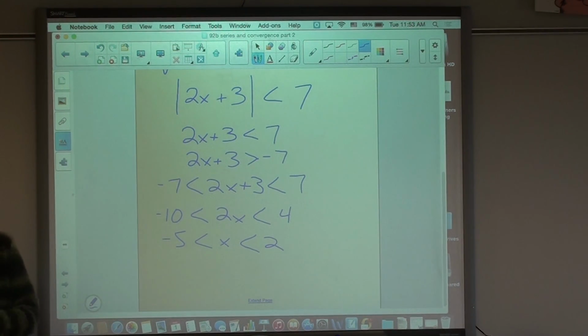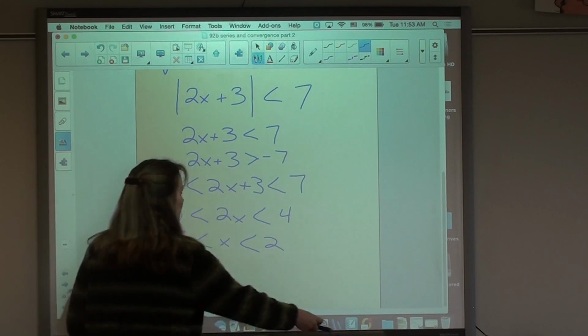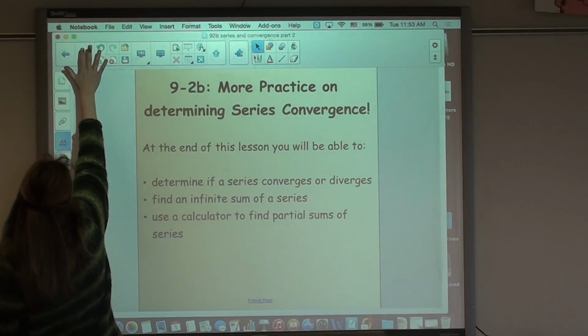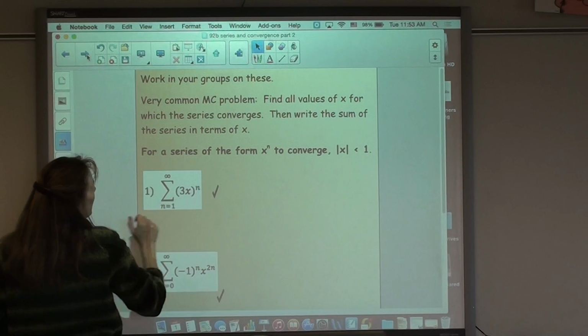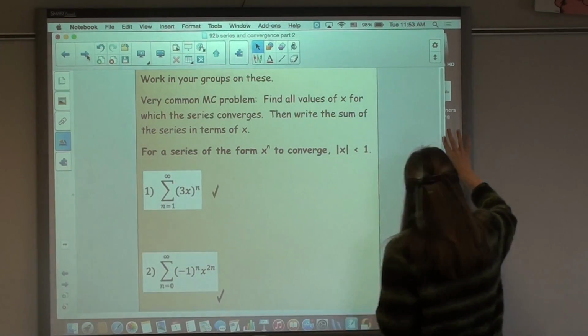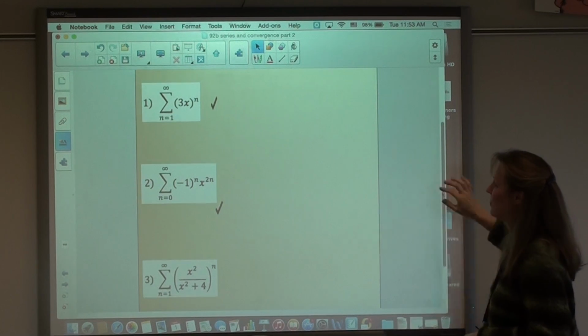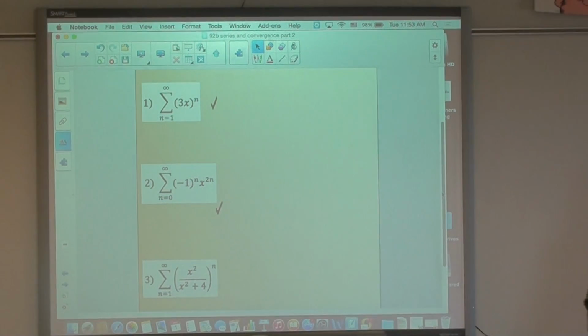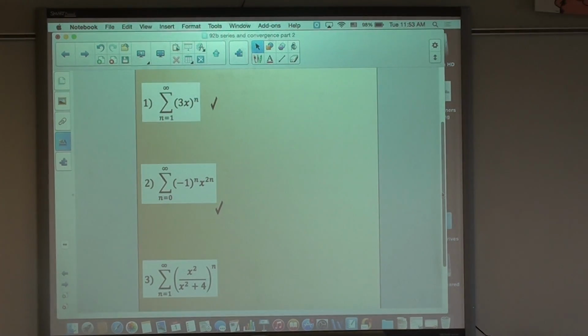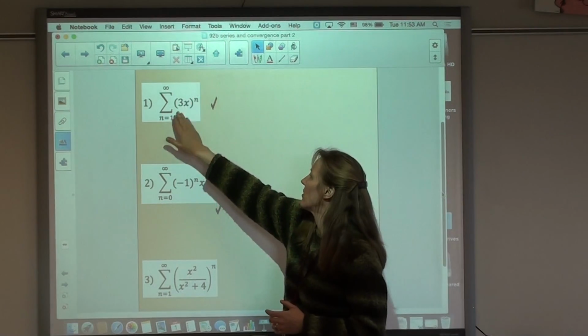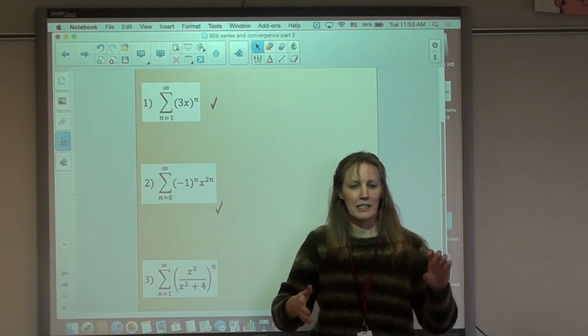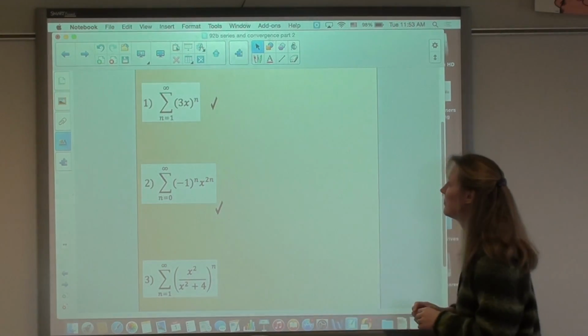All right, so same kind of thing with these. And I want you guys to give these a try. Do as much of it as you can for each one. Feel free to work in your pairs, in your groups, talk to each other, see if you can figure them out. To converge, the absolute value of whatever's being raised to the nth power has to be less than 1. Yep.